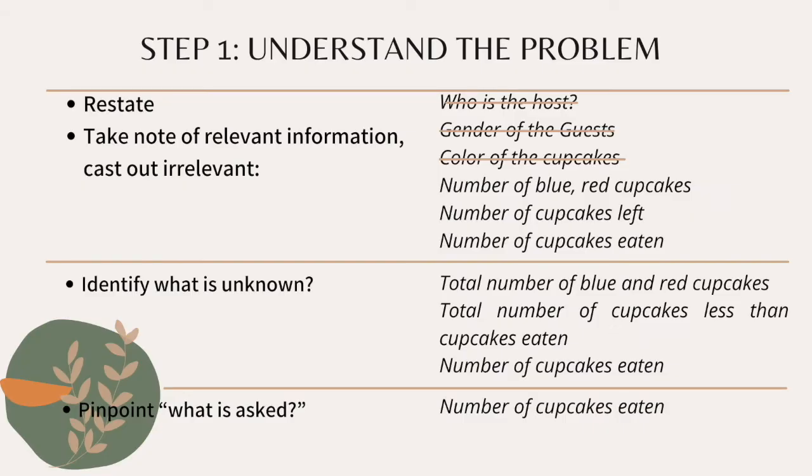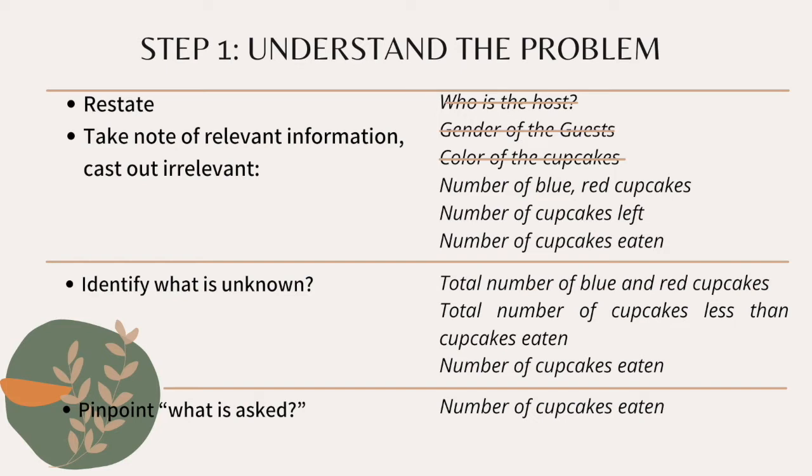Polya's heuristics is pretty simple. For step 1, you just have to understand the problem. You may have to restate the problem, take note of the relevant information, or cast out irrelevant information. For example, in the problem, who the host is is not relevant, as well as the gender of the guests and the color of the cupcakes. What is relevant are the following: the number of blue and red cupcakes, the number of cupcakes left, and the number of cupcakes eaten.